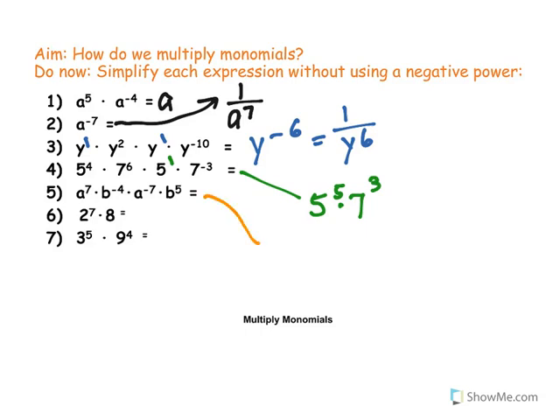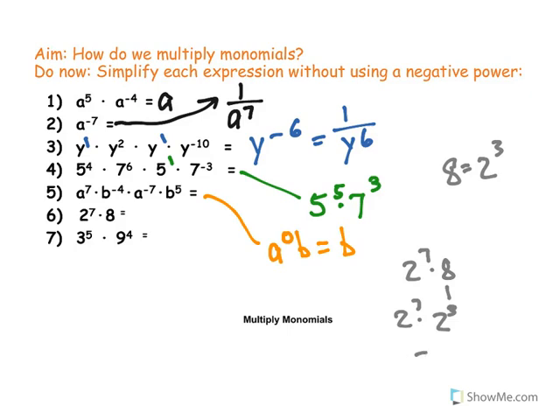For number 5, a to the 7th times a to the -7th is a to the 0. b to the -4th times b to the 5th is b to the 1st. Since a to the 0 power is equal to 1, my answer is simply b. For number 6, I've got 2 to the 7th times 8. Now we should know 8 is equal to 2 times 2 times 2, which is 2 cubed. So I end up with 2 to the 7th times 2 cubed, which will end up with 2 to the 10th.